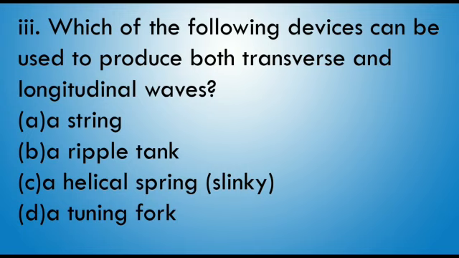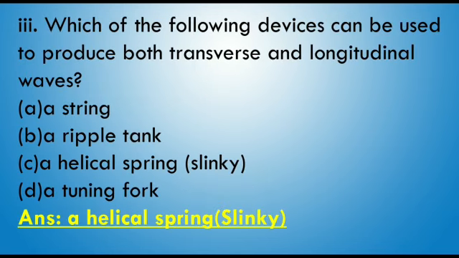MCQ number 3. Which of the following devices can be used to produce both transverse and longitudinal waves? Option A, a string. Option B, a ripple tank. Option C, a helical spring slinky. Option D, a tuning fork. The correct option is a helical spring slinky.